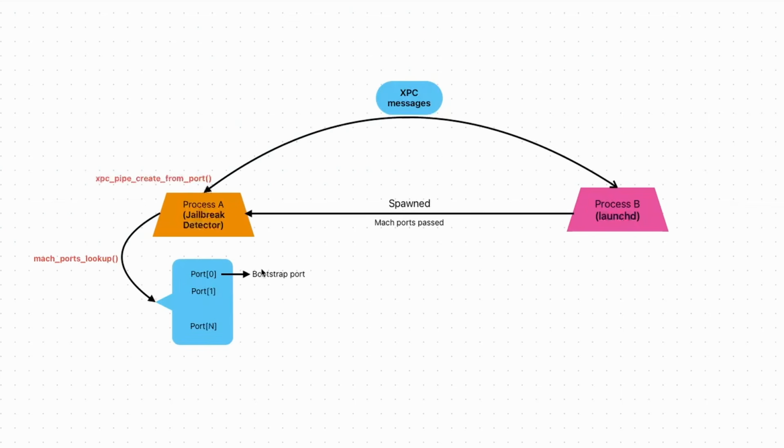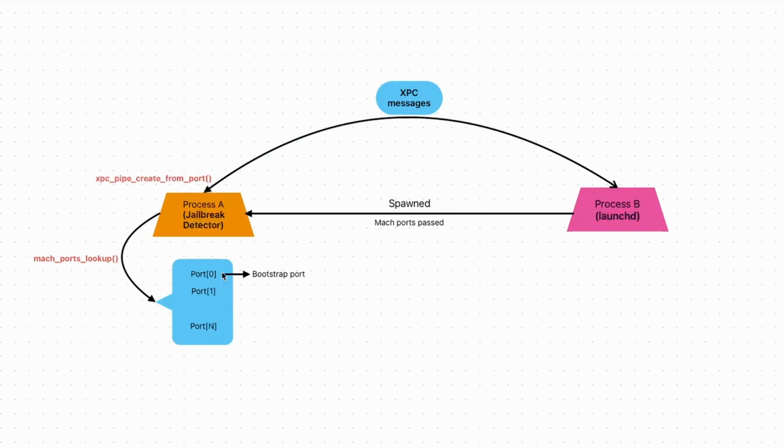Okay. Then from our target application, when we make a call to this Mach ports lookup function, it will return us an array of ports which are passed to this process. Okay. So usually the very first port is the bootstrap port through which we can access or request data from the launchd daemon.